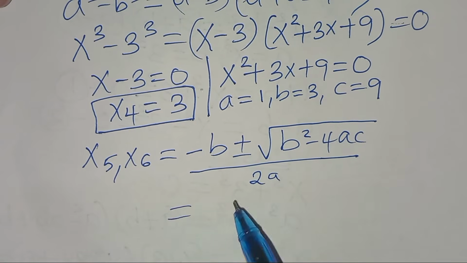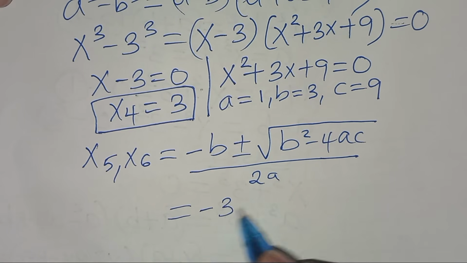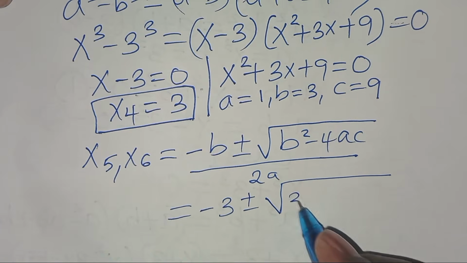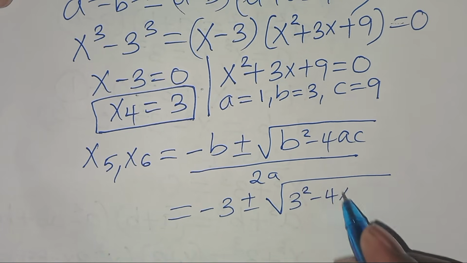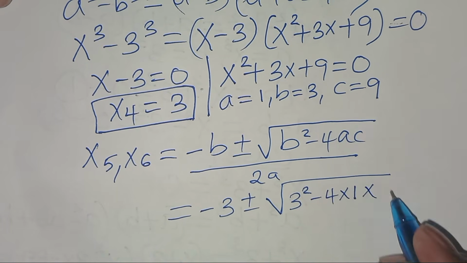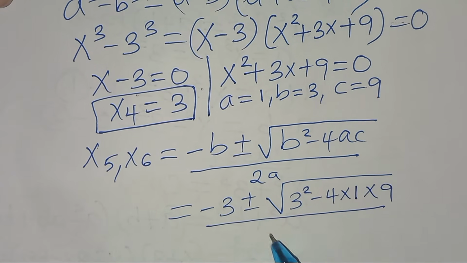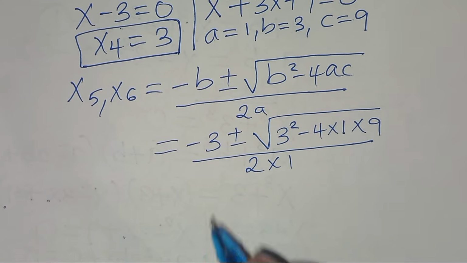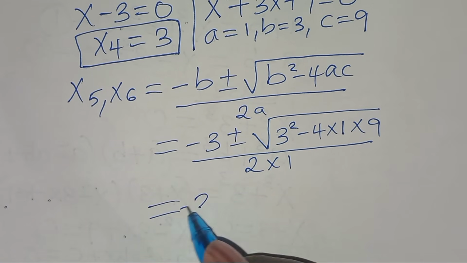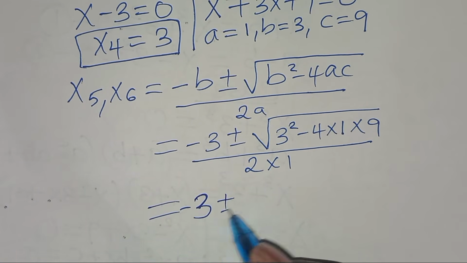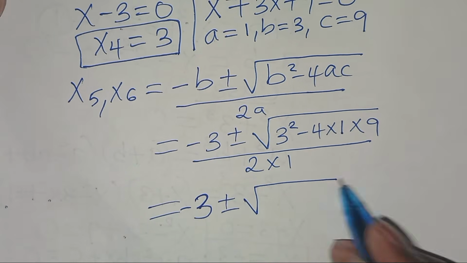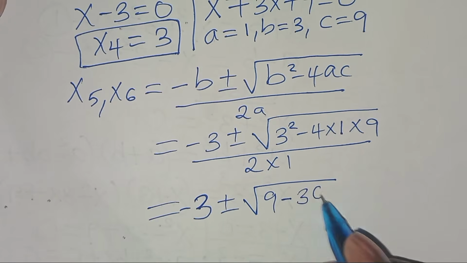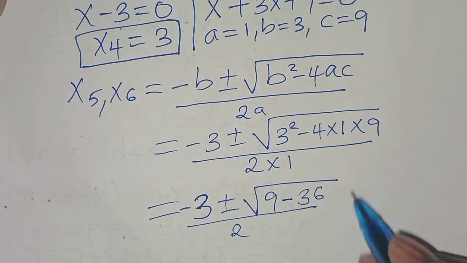So let's substitute the values of a, b, and c. We have negative 3 plus or minus the square root of b squared, which is 3 squared, minus 4 times a, which is 1, times c, which is 9. All this divided by 2 times 1. So the next step here, we have negative 3 plus or minus the square root of 3 squared, this is 9, subtract 9 times 4, which is 36. All this divided by 2.